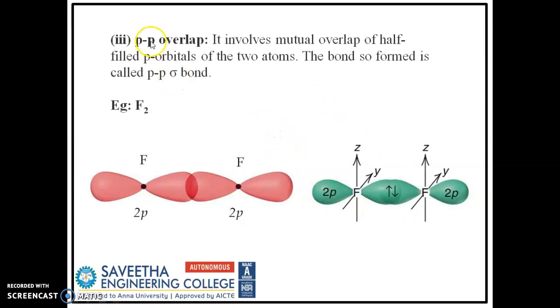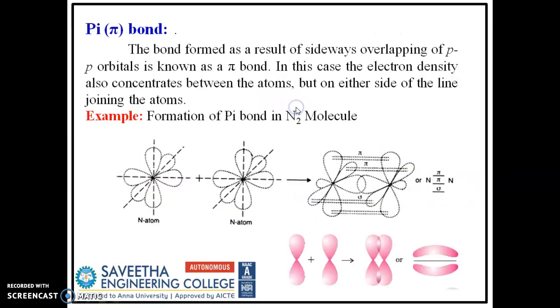The third type of overlap is pp overlap. It involves mutual overlap of p orbitals of two atoms. The bond formed is called a pp sigma bond. The example given here is fluorine. One electron comes from a 2px orbital and the other electron comes from the 2px orbital of the other fluorine atom, and they axially overlap and form a pp sigma bond.